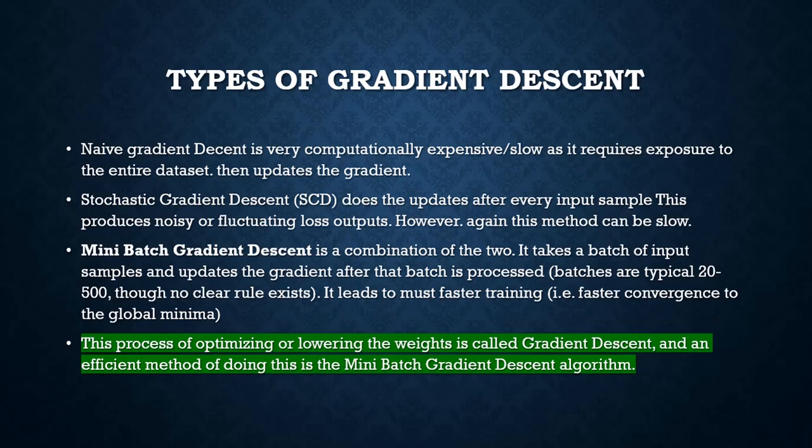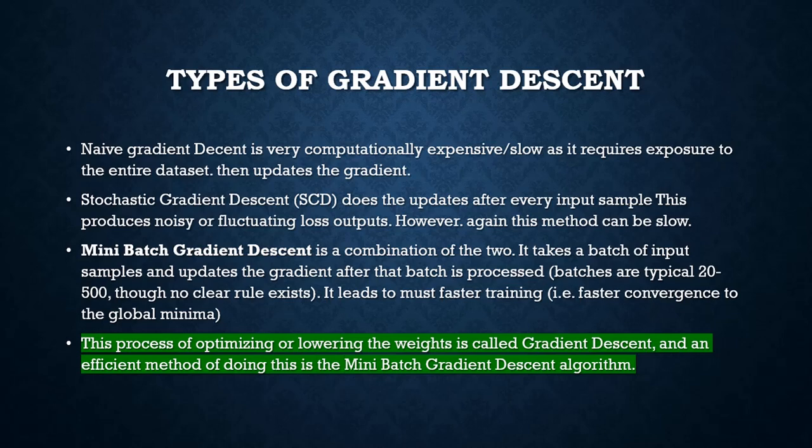Here are the types of gradient descent. The first one is naive gradient descent, the second is stochastic gradient descent, and the third is mini batch gradient descent. Naive gradient descent is very expensive. It requires exposing the entire data set, which means to adjust the weights it needs to see the whole data set. So obviously the performance of naive gradient descent is very slow.